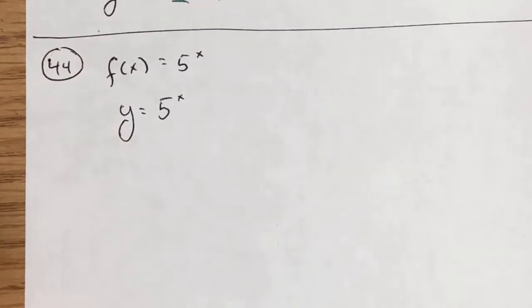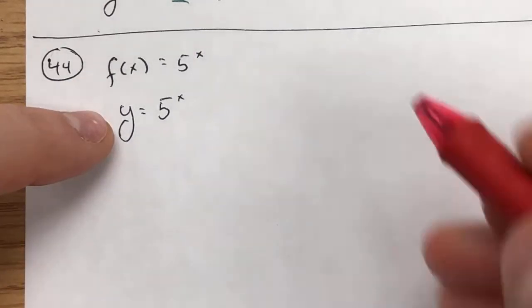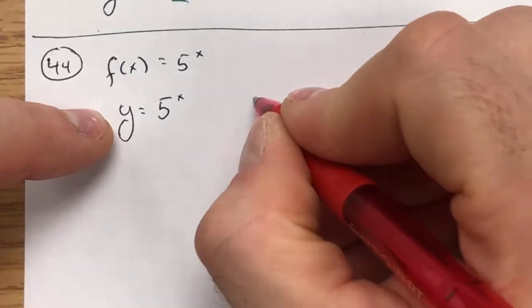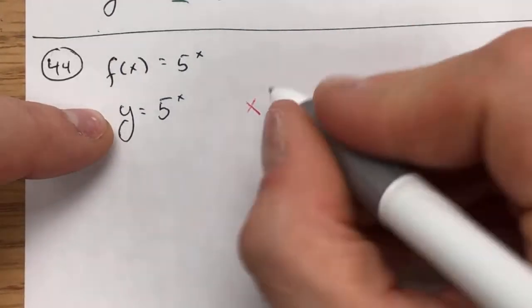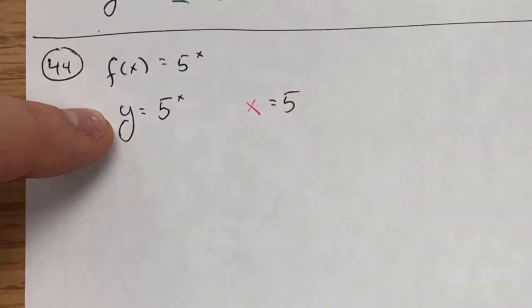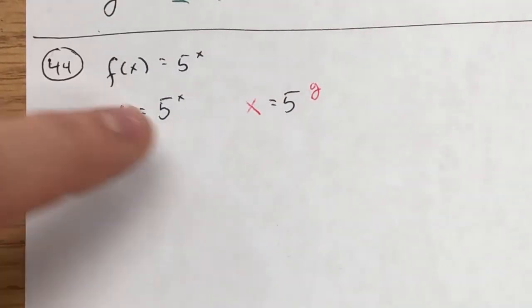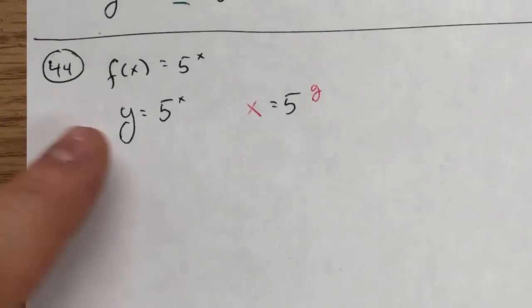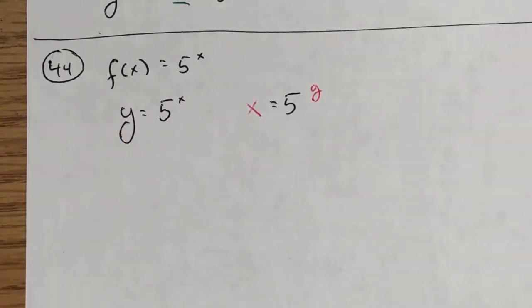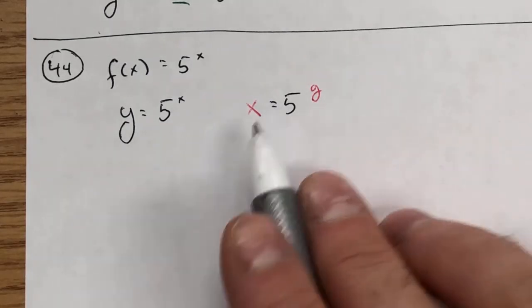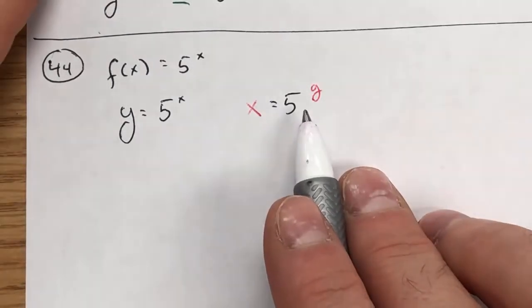And to rewrite a function as its inverse, we swap the x and the y. So instead of writing y equals 5 to the power of x, I'm going to write x equals 5 to the power of y. And I'm going to resolve for the y value in this new equation. So these two are inverses of each other. And in order to isolate the y, I'm going to have to rewrite this in logarithmic form.